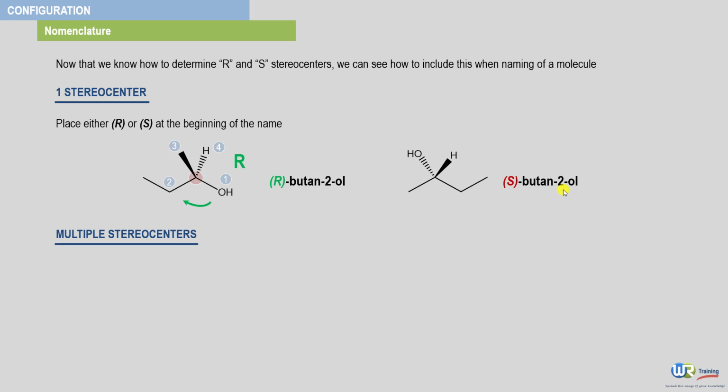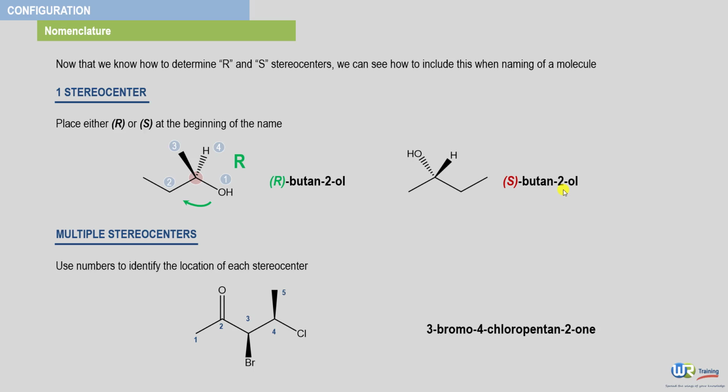If more than one stereocenter is present, then we must also use numbers to identify the location of each stereocenter. Let's consider the following example. Based on everything we learned in the nomenclature section, we can call this molecule 3-bromo-4-chloro-pentane-2-ol. Now we must add the configuration to the name.